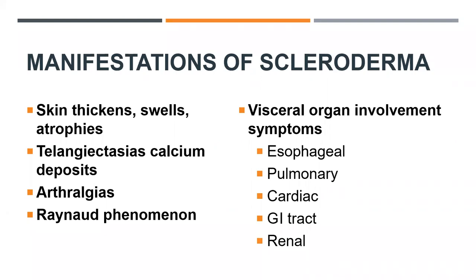When your lungs get involved, you end up with interstitial fibrosis and a very restrictive lung disease and potentially have pulmonary hypertension. Kidneys: scleroderma renal crisis. This causes malignant hypertension that happens quickly with encephalopathy.